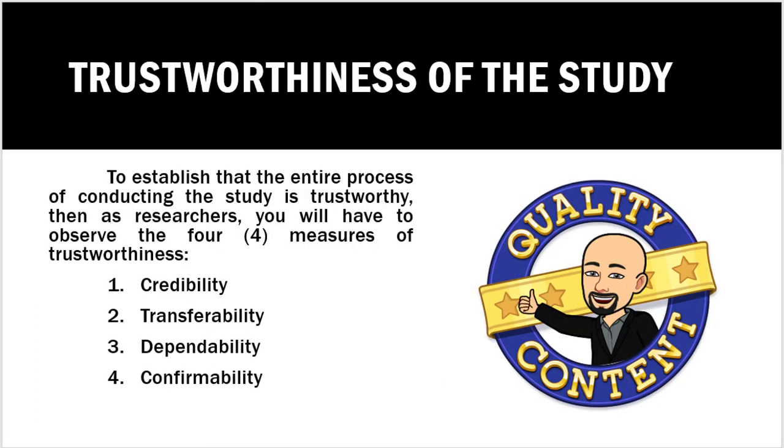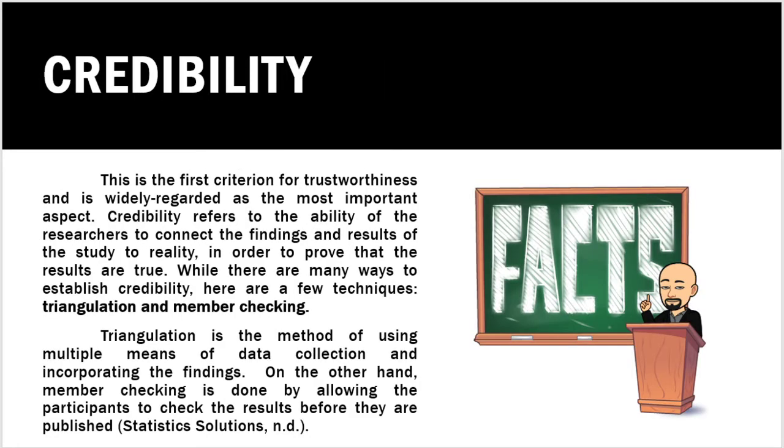Okay, so moving on, we have the trustworthiness of the study, and this has 4 measures. We have credibility, transferability, dependability, and confirmability. To give you an idea, credibility is the first criterion for trustworthiness, and we have to establish that your study is very trustworthy for it to be valid. So credibility refers to the ability of the researchers to connect the findings and the results of the study to real life events or to real life scenarios.